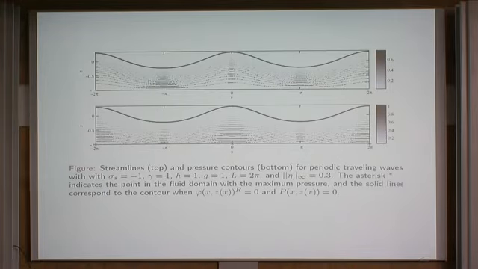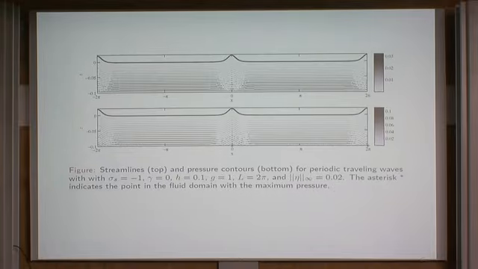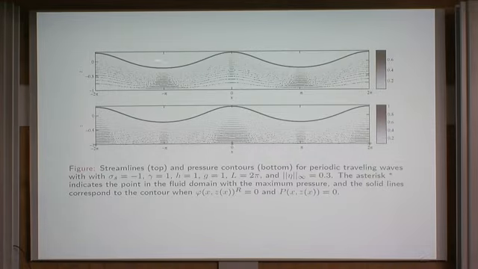Let's throw in some vorticity. So you can see how these become more rounded. They look a little bit more bulbous at the free surface. So this is an amplitude of 0.3.